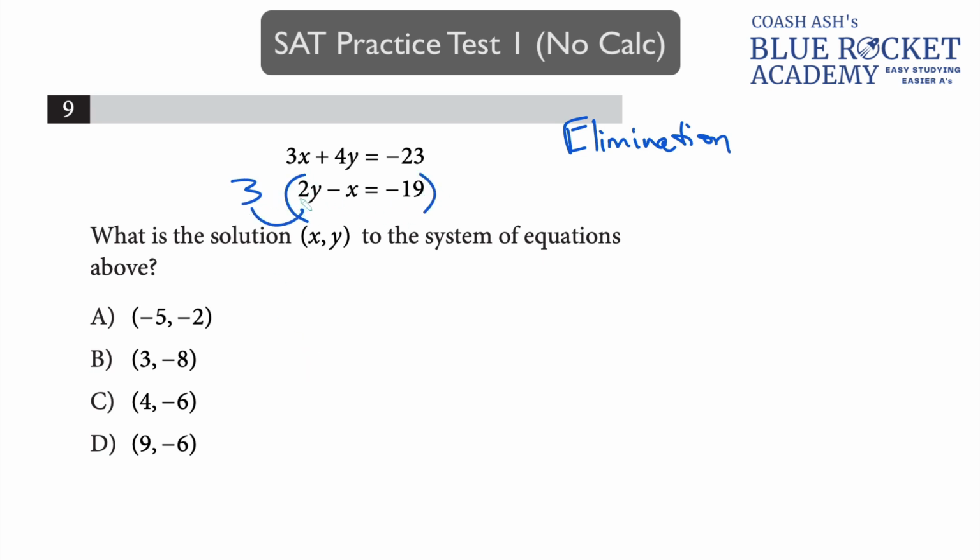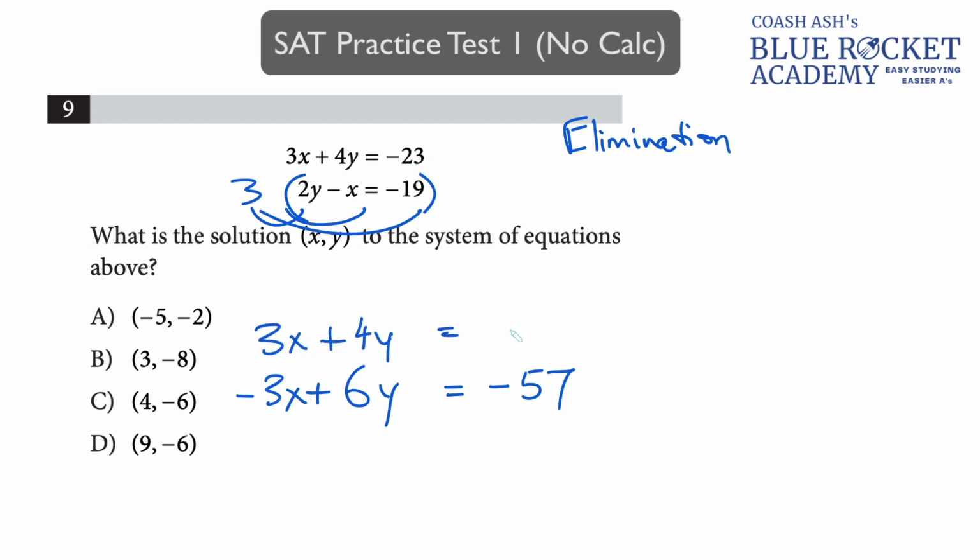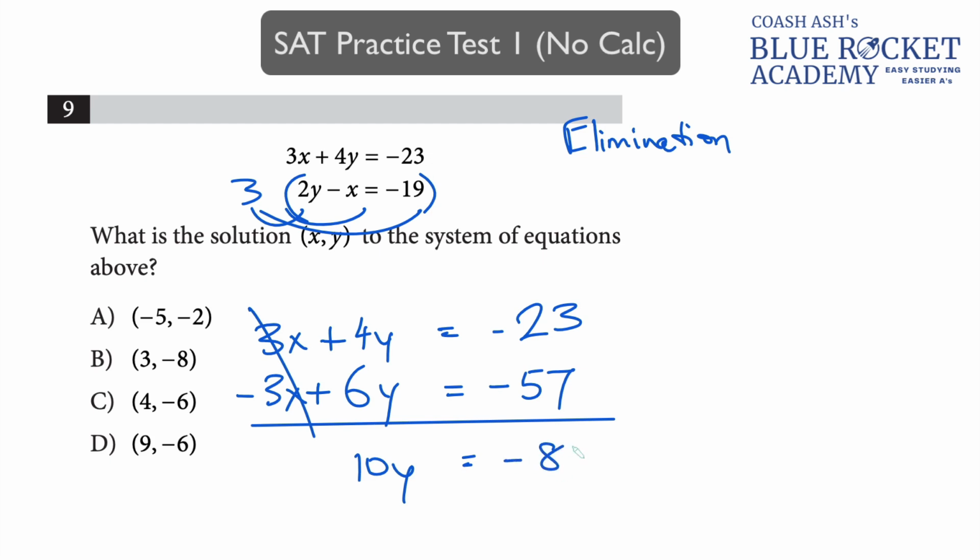So you got 3 times 2 is 6y, and then you got 3 times negative x is negative 3x, and then you've got 3 times negative 19. Obviously, you've got to distribute this, so is equal to, and you can do the math, it's negative 57. And this top part you can copy the same way. So you've got 3x plus 4y is equal to negative 23, and then you simply add them because you need to get rid of these. So you cancel this out. 4 plus 6 is 10y, and over here you got 23 and 57, you've got negative 80.